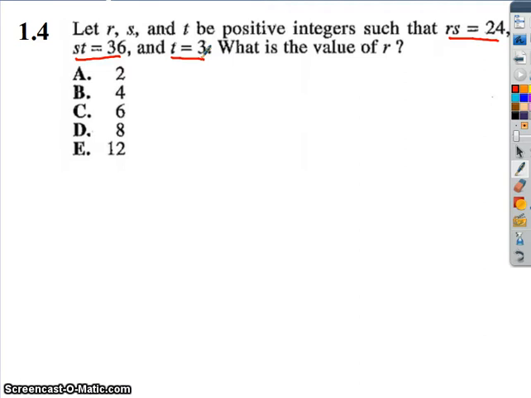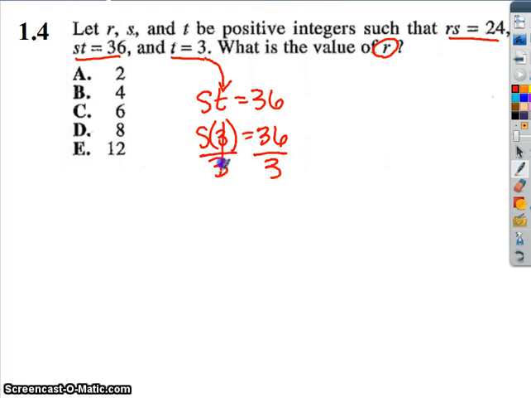If we know T is 3, then we can figure this one out right here and get S, and then we can take S and plug it in here and figure out what R is, which ultimately is what they're asking for. They're asking for R. So I'm going to take that ST equals 36. I'm going to put that 3 in for the T right here. So that would be S times 3 is equal to 36. To get S by itself, we want to do the opposite. So if it's multiplied by 3, to get rid of it, we divide by 3. We do that to both sides. So S is 12. All right, notice it's an answer choice, but we don't want S, we want R.